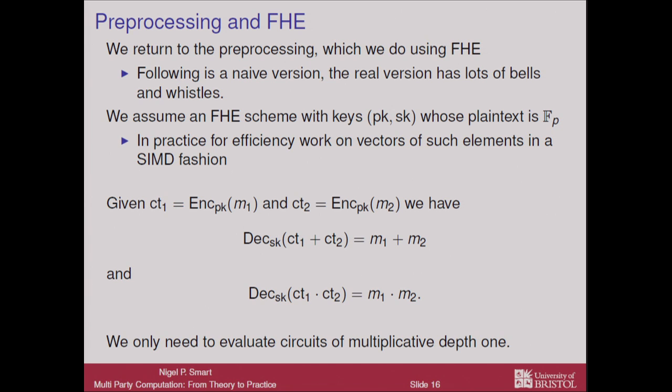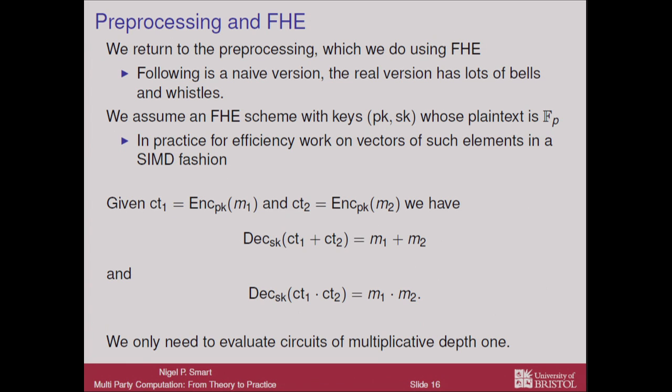Okay, so a fully homomorphic encryption scheme, essentially, we can encrypt some message under some public key, which gives us a ciphertext, encrypt some message under a public key, which gives us another ciphertext, and if we decrypt the addition of the two ciphertexts, we get the addition of the messages, and if we decrypt the multiplication of the ciphertexts, we get the multiplication of the messages.